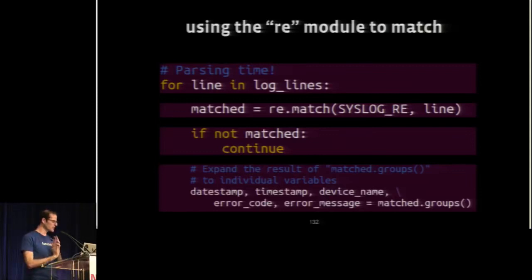And so what we see here is we can assign each of those attributes of data to variables directly. For example, date stamp, timestamp, device name, error code, and error message are now variables of exactly that portion of data from the log message.